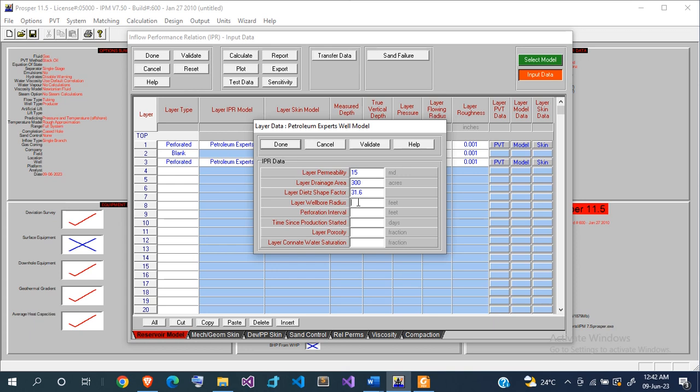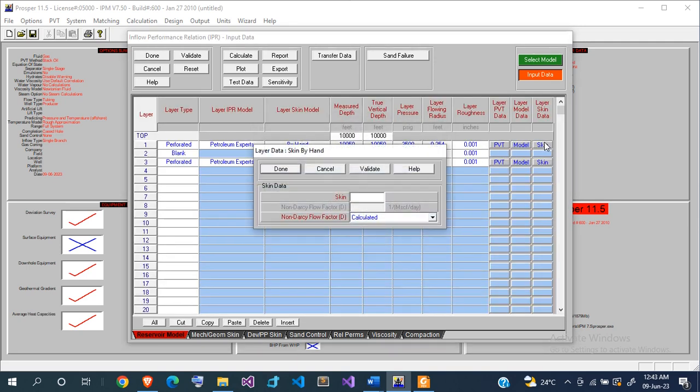So wellbore radius is at 0.354. The perforation interval, I told you, is the entire basin, so that was 50 feet. The time since production started is about 1,800 days, right? The layer porosity is 0.25. And then connected water saturation was about 0.3. Okay, that's for the first layer.